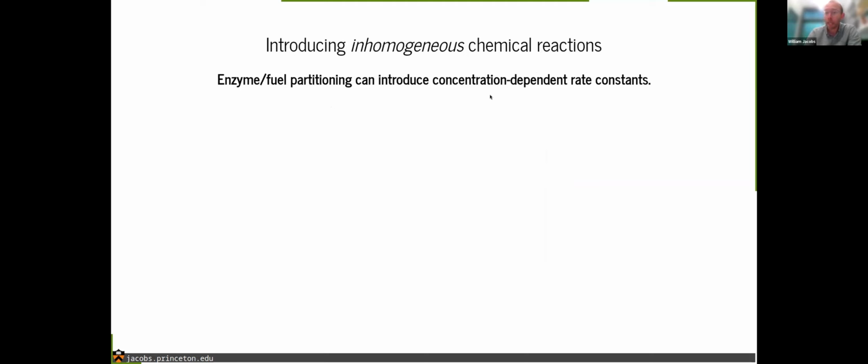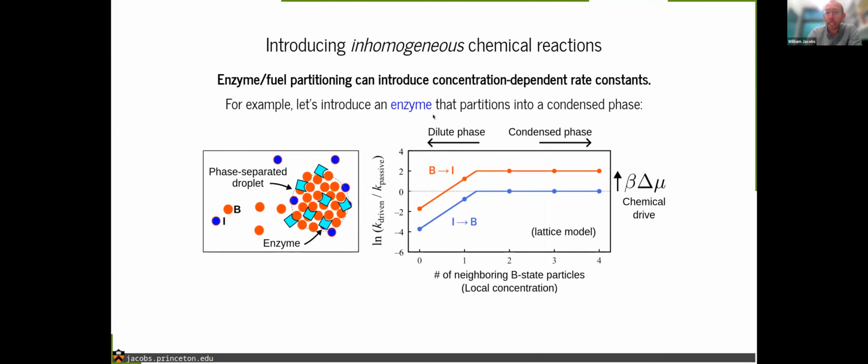Right? There are many different ways this could happen. One possibility that appeals back to these motivating examples at the beginning would be introducing an enzyme that preferentially partitions into one phase or the other. So let's say that there's an enzyme that's essential for the driven pathway and that it partitions into a condensed phase. So it looks something like this picture here with my cyan enzymes in the condensed phase. That would make it so that my reaction rate constants would no longer be the same for all possible local environments. In particular, they'd be higher in the condensed phase.